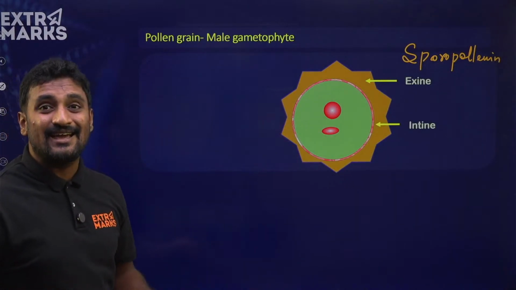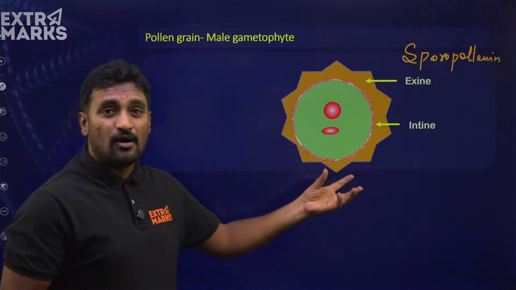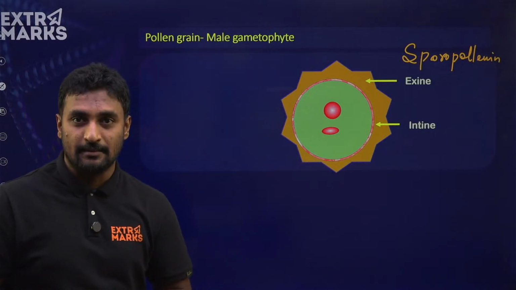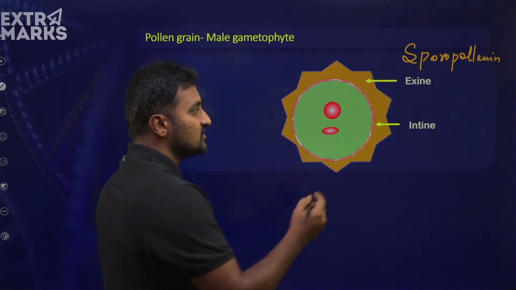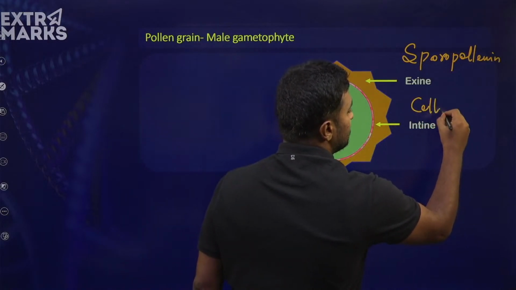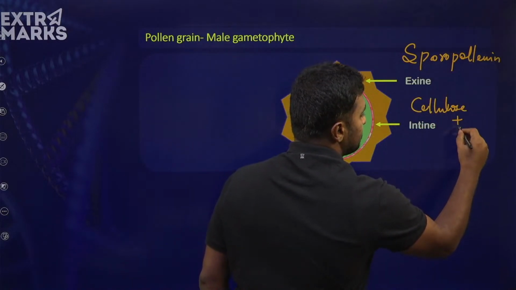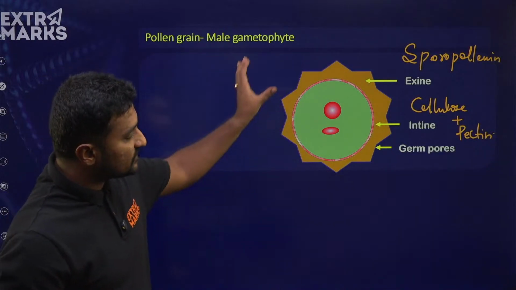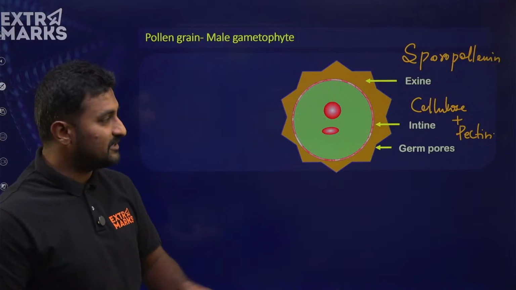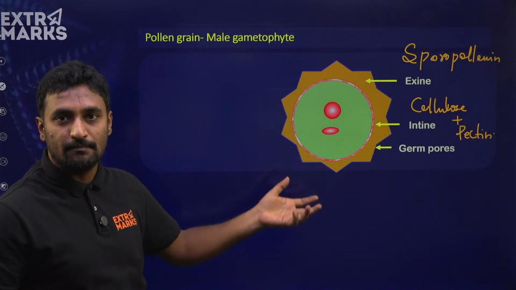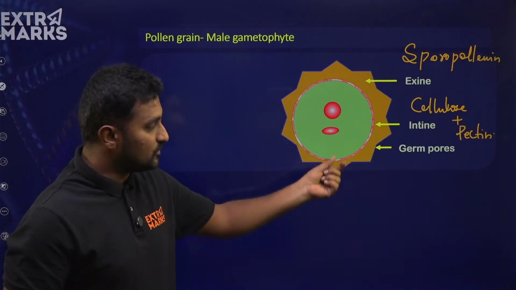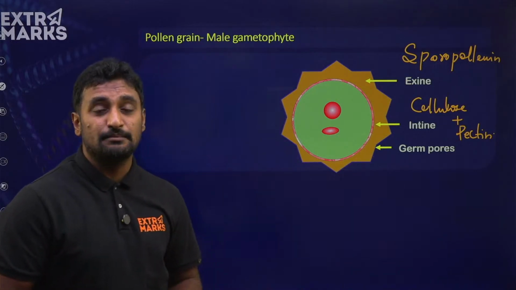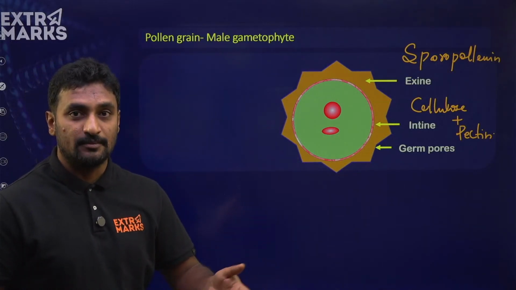Followed by the inner layer, called the intine, which is made up of the most common chemicals found in plants, that is cellulose and pectin. There are also certain pores found throughout the pollen grain. Sometimes it could be few, sometimes it could be many. We call them germ pores because that is the place where the intine protrudes during germination.